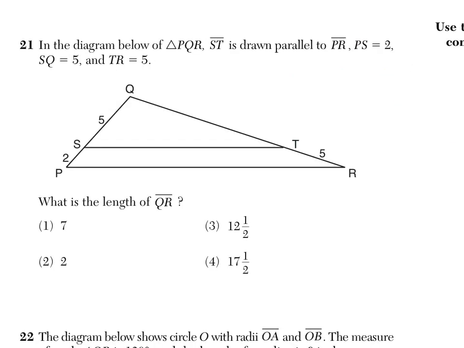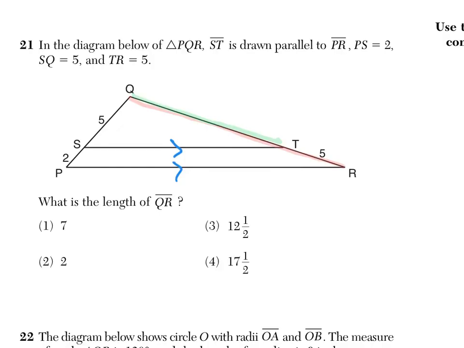Question 21 says, in the diagram below of triangle PQR, ST is drawn parallel to PR. So I'm going to indicate that like so. It says PS is 2, we see that SQ is 5, and TR is 5. Our objective is to figure out the length of QR. But what do we not know? We do not know what QT is. We're going to need to set up a proportion. So how can we do that?